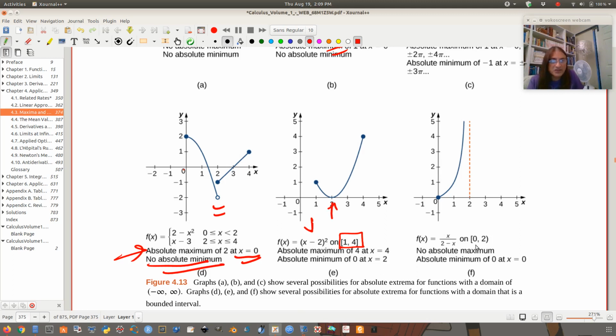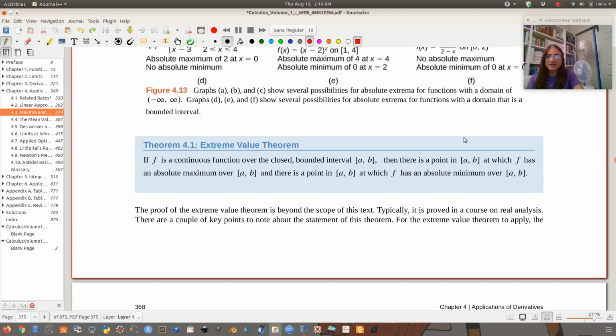Now here, this is again not a closed and bounded interval because the 2 is open-sided. You can see this one has an absolute minimum at 0 on its domain, but does not have a maximum because it gets closer and just keeps going bigger and bigger. So the limit here is actually infinity, right? Okay, so that's the idea behind absolute maximums and minimums.